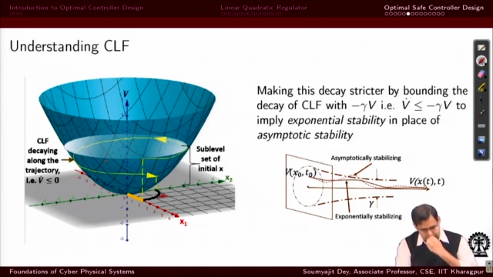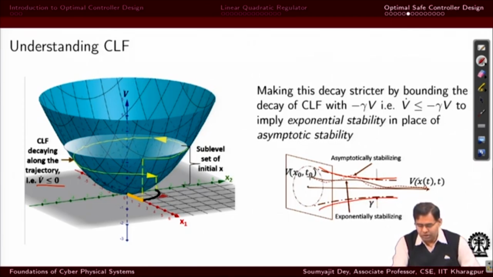Okay. So let's see the difference that having the gamma parameter makes. It helps me make this decay of the Lyapunov function stricter. It is not only negative, not only decaying, it is decaying at a given rate. This is what we call exponential stability, with the rate of exponential decay given by gamma, instead of just this, which was for asymptotic stability. So in the picture, this is the exponential decay envelope with the parameter gamma.